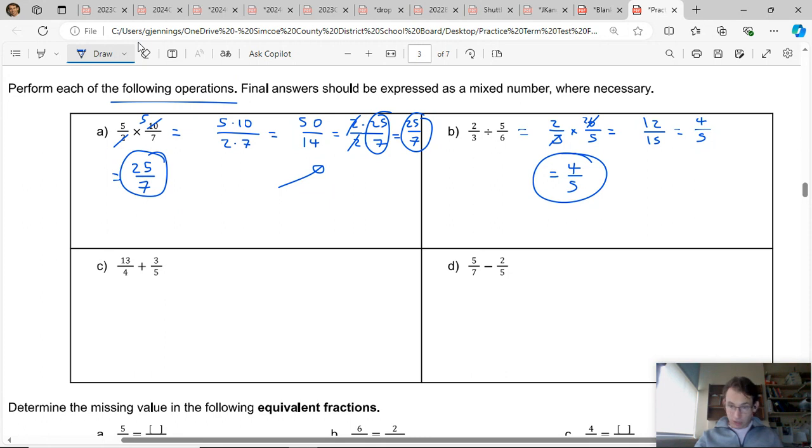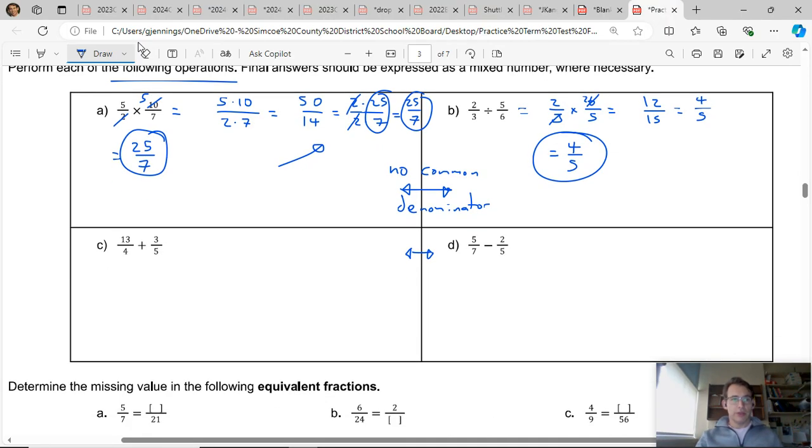Notice I haven't started talking about common denominator yet. That's because I do not need a common denominator for these types of problems. No common denominator, please. It's not necessary for multiplying. It's necessary for adding and subtraction. So we need to do that first down here.